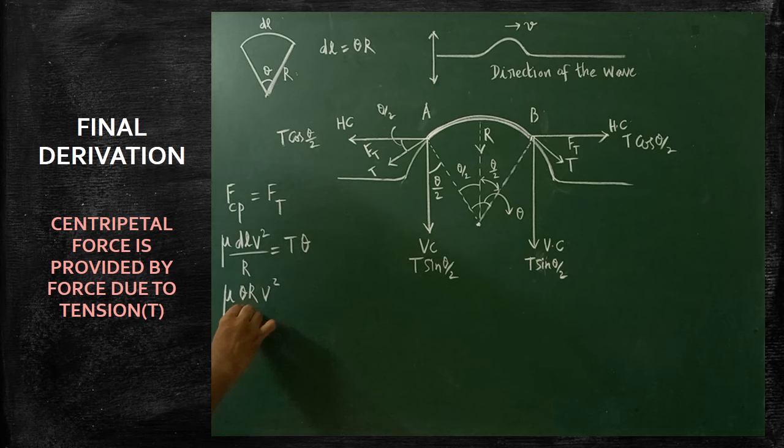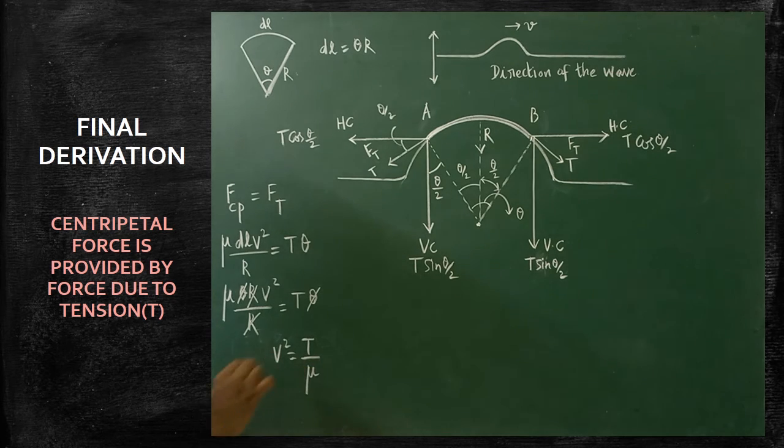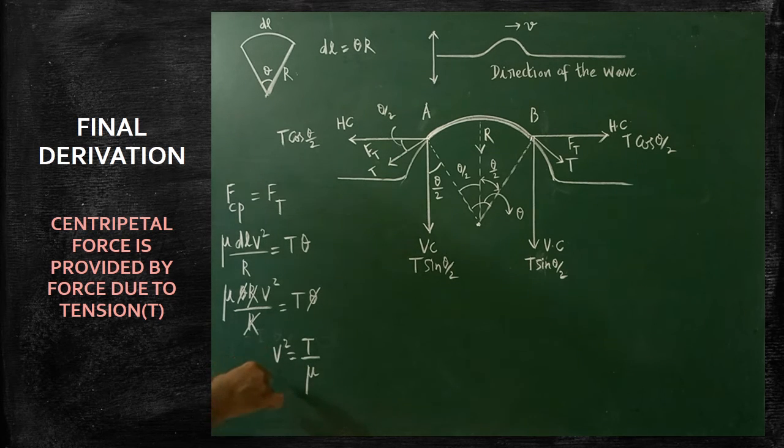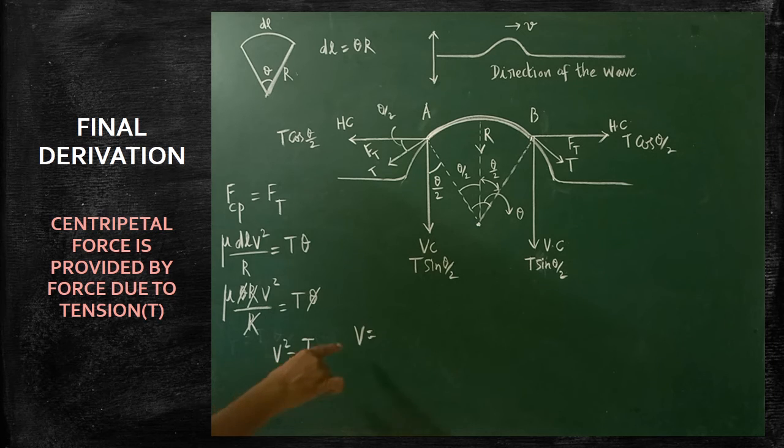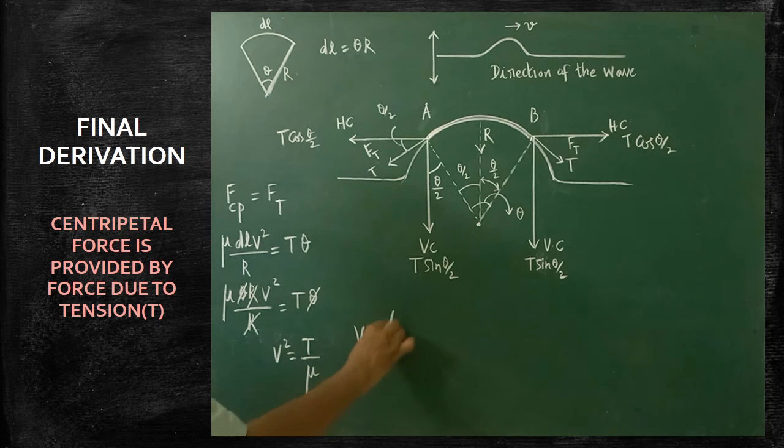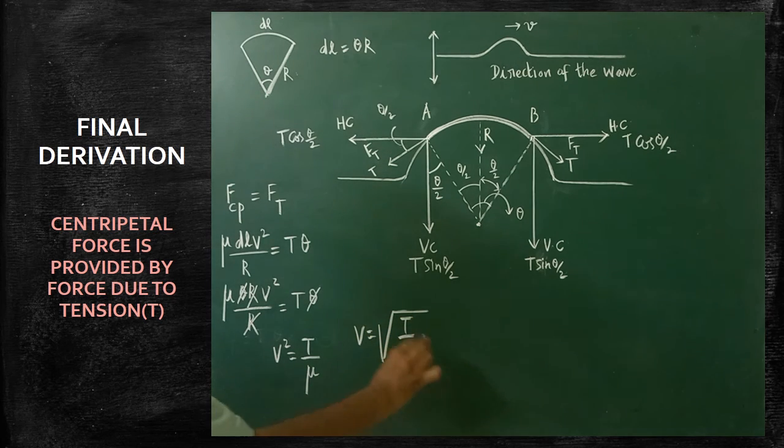V square is there, divided by r, which can be written as T into theta. On either side, theta is there, both can be cancelled. R can be cancelled. Understood? So what is the remaining thing? V square is equal to T divided by mu. This is the final expression. So to get V, that is the velocity of the transverse waves through the string, is it clear? Take the square root on both sides. After taking the square root, you will get V is equal to square root of T divided by mu. So this is the final expression.